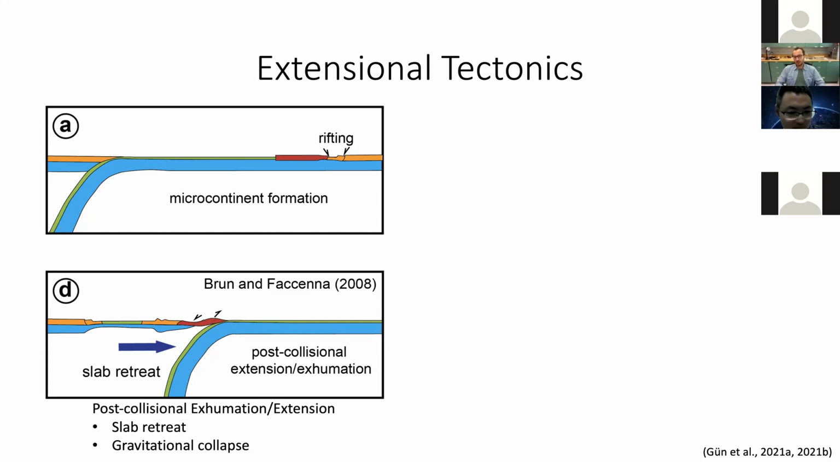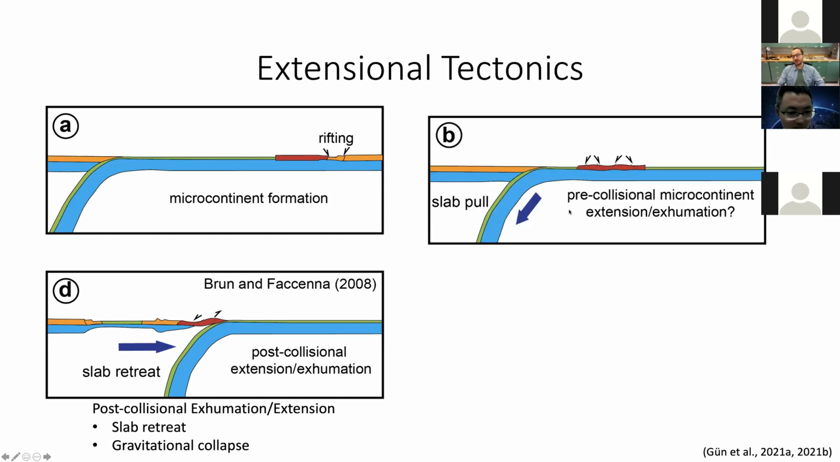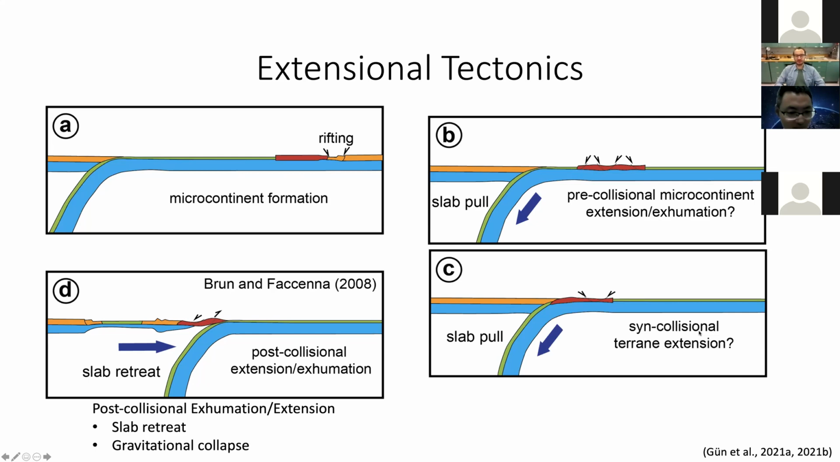But what we don't know is what is happening between this part and this part. So what is happening when these microcontinents or other terranes are drifting towards the subduction zone? Are they undergoing any deformation or not? So this is the main concern of this talk. And I will also be talking a little bit about syncollisional terrane extension in the later stage of this talk.